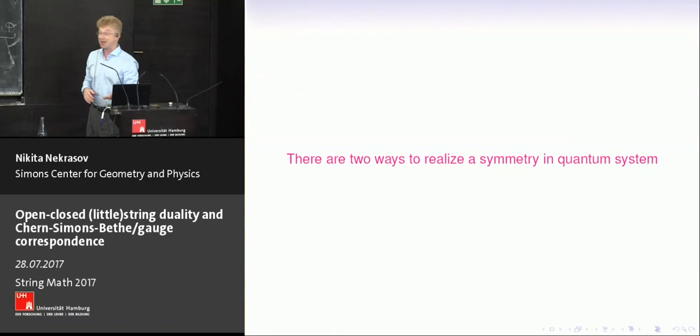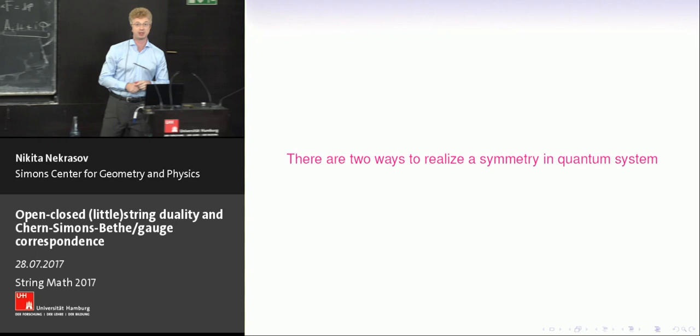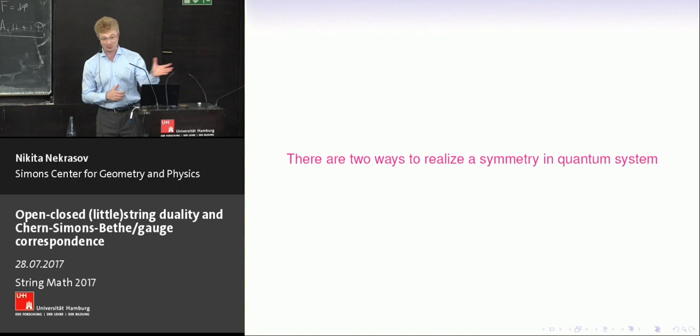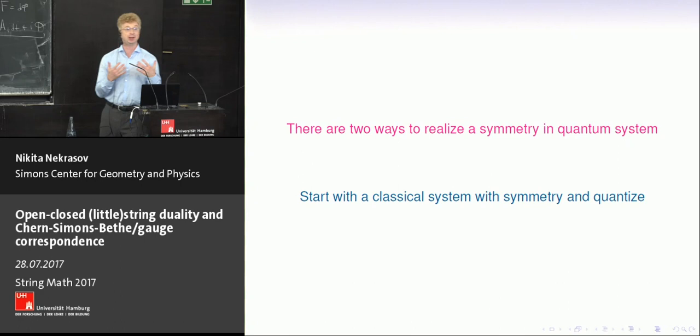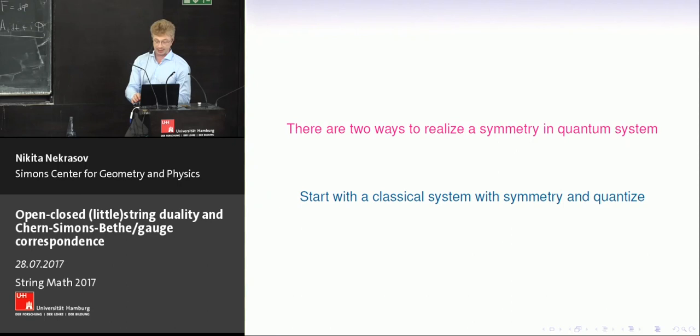So there are two ways of realizing a symmetry in a quantum system. It's like there are 50-50 chances of meeting a dinosaur when you go outside. So one way is explicit, when you have a classical system with some symmetry and then quantize it. An example of that is geometric quantization.